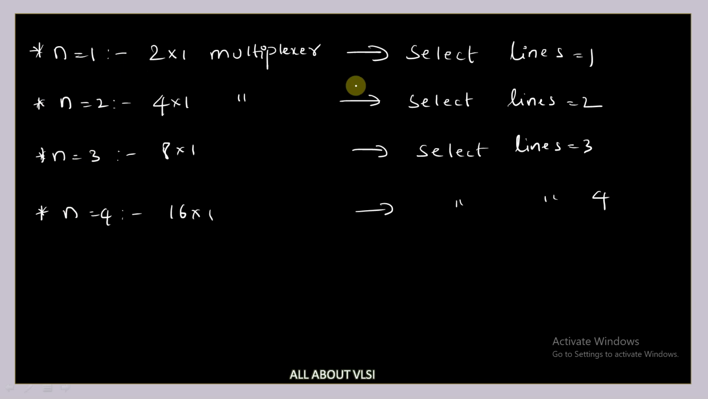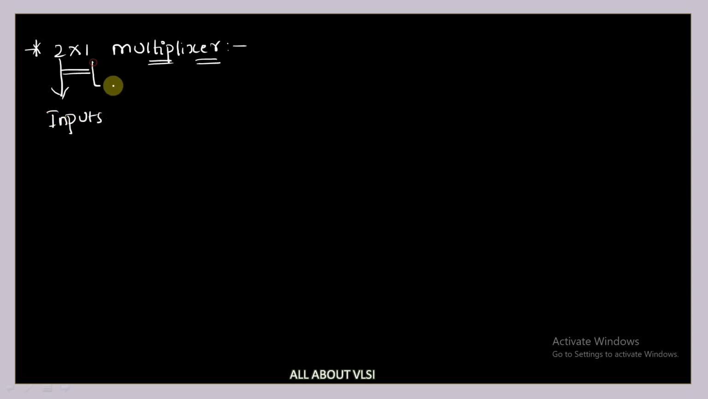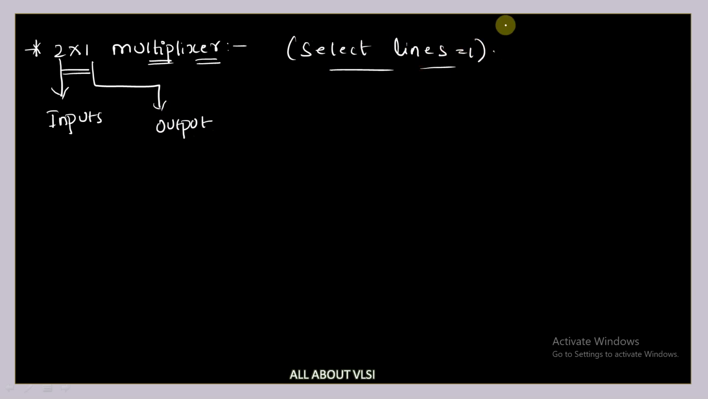So let us start with the basic 2 cross 1 multiplexer, and let us try to understand how this multiplexer is working. In a 2 cross 1 multiplexer, how many inputs are we going to have? Basically, we are going to have two inputs and only one output. And how many select lines? The select lines will be equal to 1. So this is how we decide how many inputs, how many outputs, and how many select lines there are.